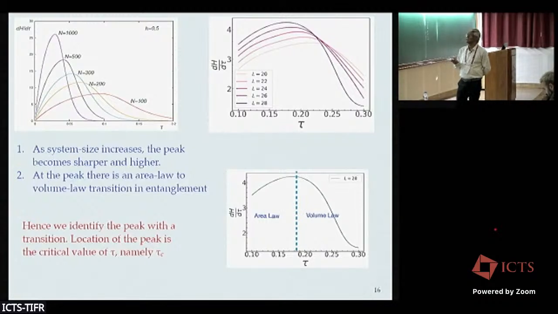At the peak, there is an area law to volume law transition in entanglement. Hence, we identify this peak with the transition, and we call the location of this peak the critical value of tau, namely tau c. It's because here is an area law to volume law transition.